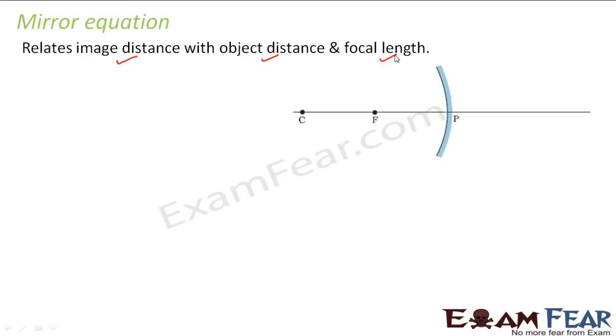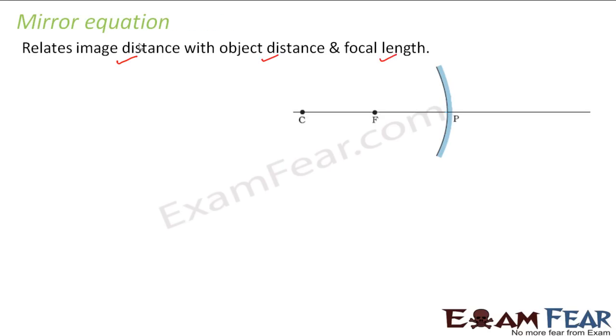That means, as you have seen before also, as the distance of the object changes, the position of the image also changes, right? So there has to be a relationship between the image distance, object distance and the focal length. As the focal length of the mirror changes, or the distance of the object changes, your image will also change its position. So this is the relationship which connects all these three.